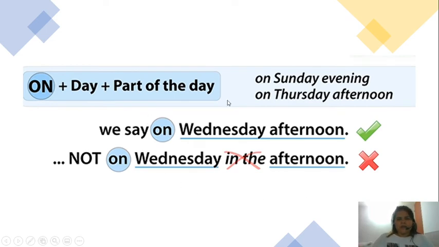But when we use a specific day with the part of the day, we don't use in, we use on. So, for example, on Sunday evening or on Thursday afternoon. We say on Wednesday afternoon. We never say in the afternoon there because we would be using two prepositions. So we don't say on Wednesday in the afternoon. No, it's wrong. We say on Wednesday afternoon. Okay?